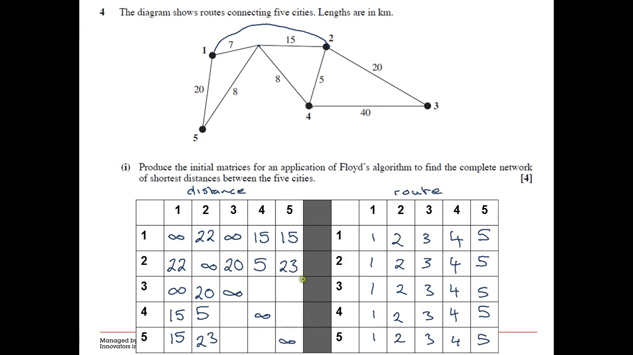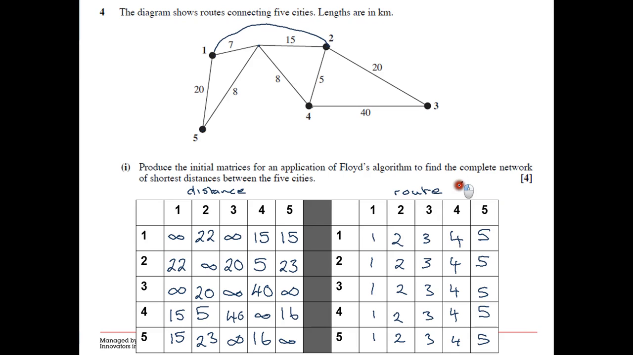Then looking at vertex 3, 3 has a direct link to vertex 4, which has a distance of 40, and there's no direct link to vertex 5, so we'll put our little infinity in there. And finally 5 to 4, starting at 4 going up to our crossroads and down to 5 again, is a distance of 16. So we've completed our initial matrices.